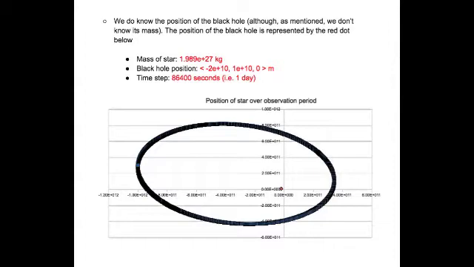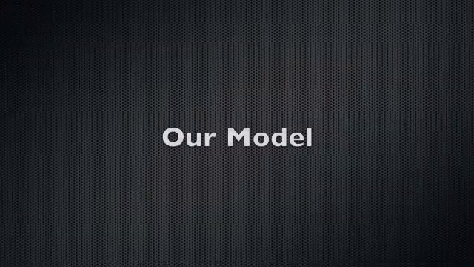We do know the position of the black hole, although as mentioned, we don't know its mass. The position of the black hole is represented by the red dot below. We also know the mass of the star, the black hole position, and the time step. Our model.